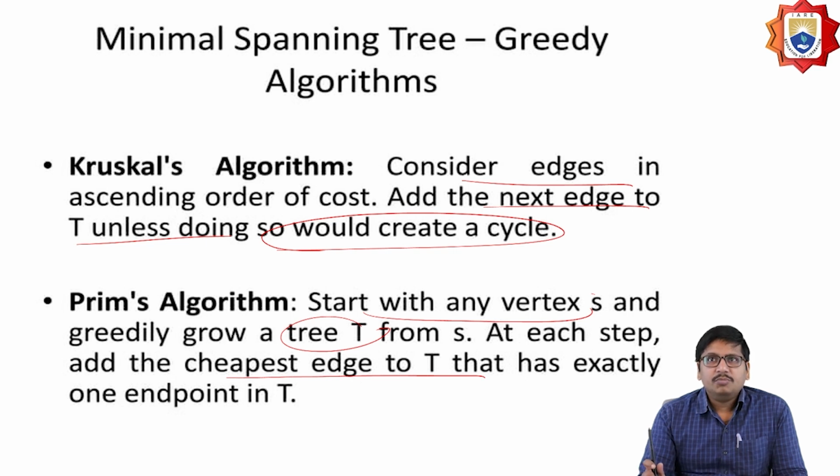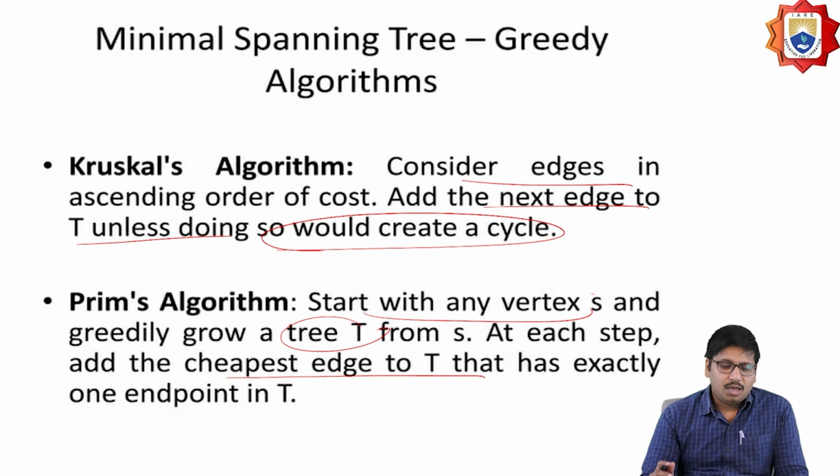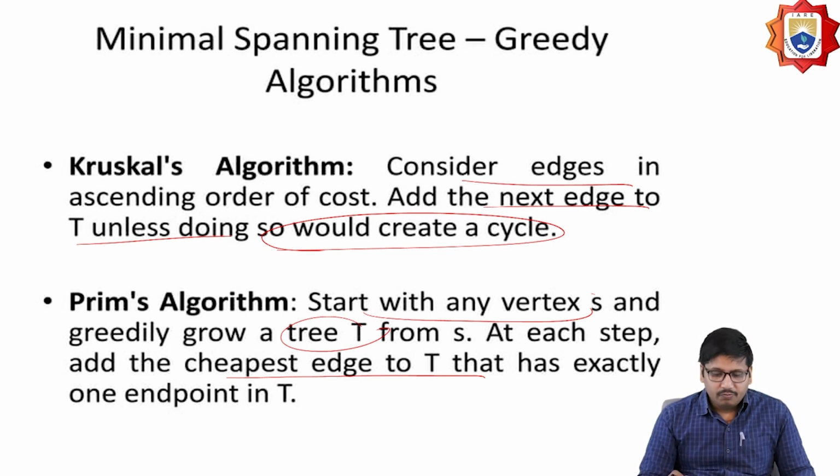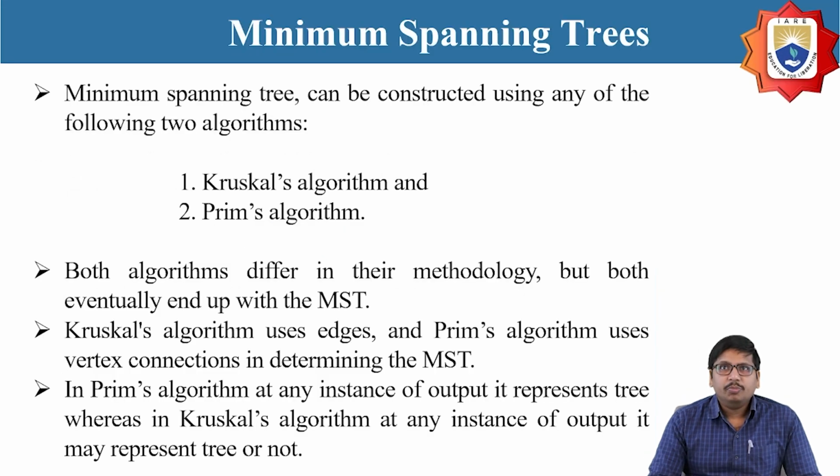So Kruskal's algorithm considers the edges in ascending order and adds the next edge to the tree unless it will create a cycle. And Prim's algorithm starts from a vertex S and then gradually grows the tree from S, and at each step it adds the cheapest edge to the tree that has exactly one endpoint in it. So this is the spanning tree that is constructed using the two algorithms, Kruskal's and Prim's.